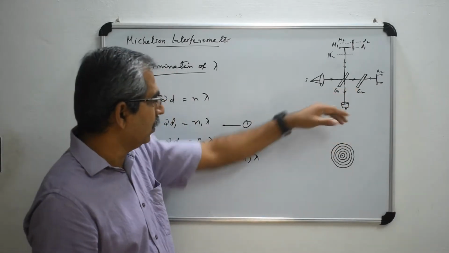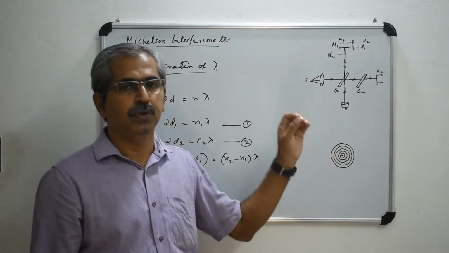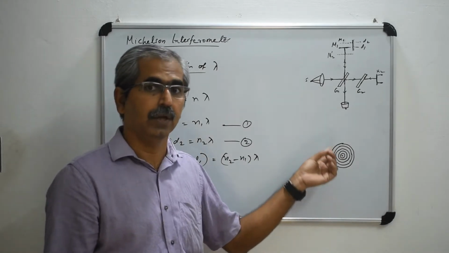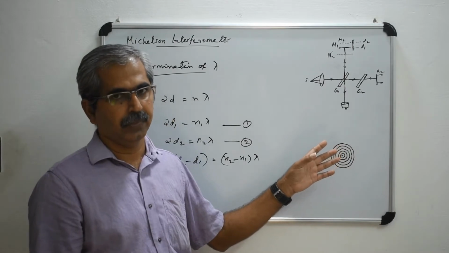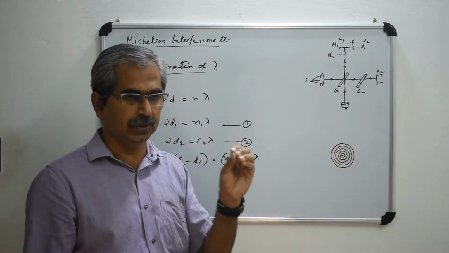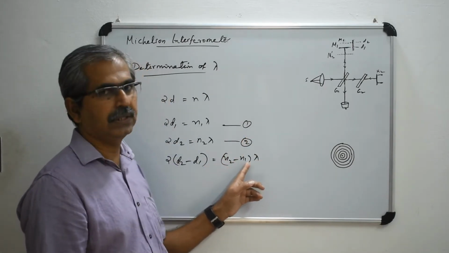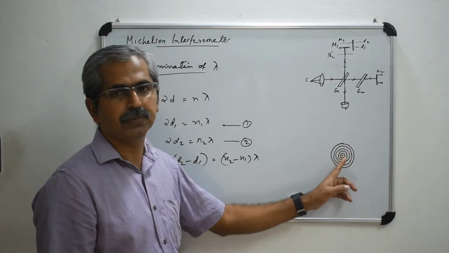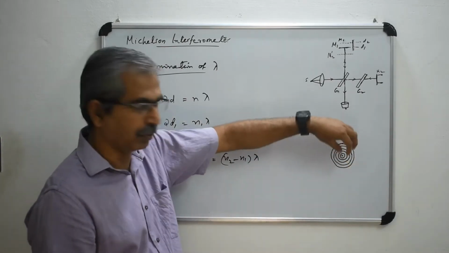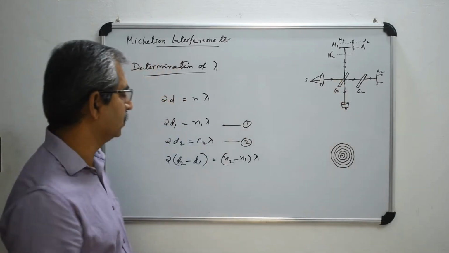N2 minus N1 is the number of new fringes that are formed at the center. You can actually count the number of new rings that will be formed. So N2 minus N1 is the number of rings that are produced at the center, and you can count them by looking through the telescope.